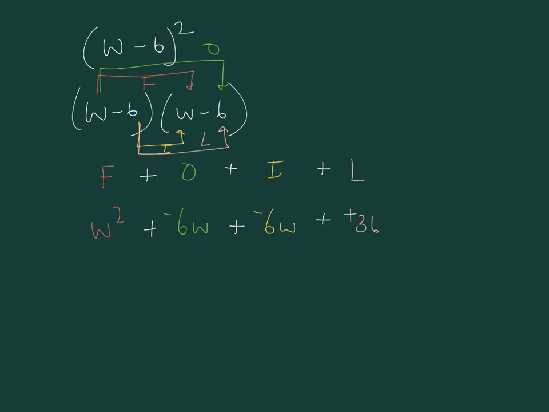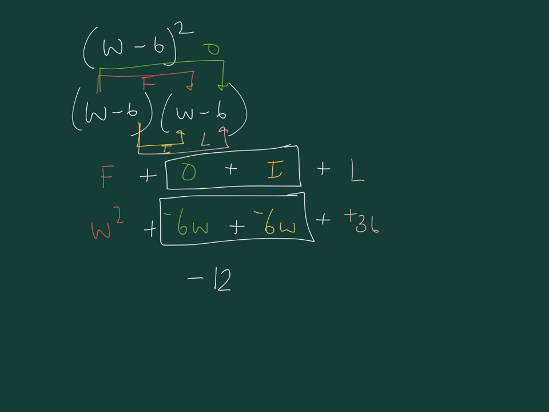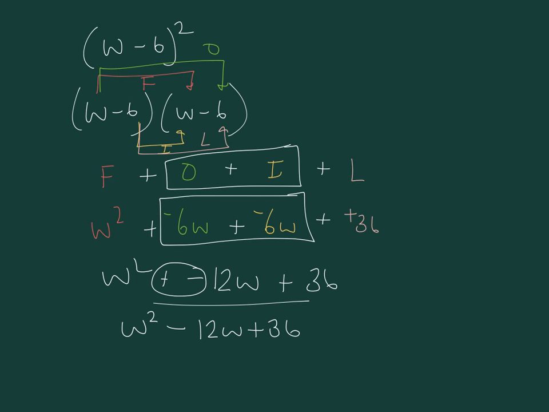Okay? So looking at this, remember, I add up my inner and outer term. This is my inner and outer term. Both are negative 6, so I know this is going to be negative 12w plus w squared plus 36. Well, plus negative doesn't make sense, so what we do is we take these and we just make them negative, and that's a w squared. Okay? And that's pretty much it. That's for this one.